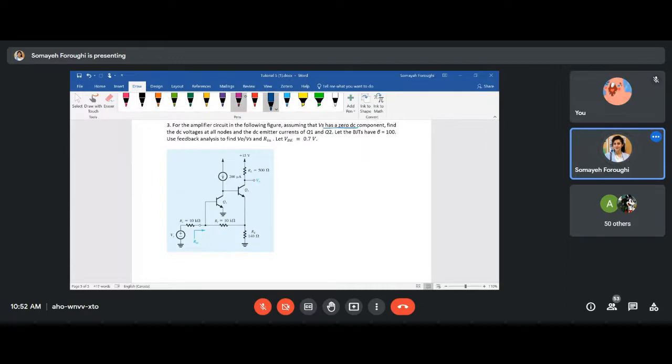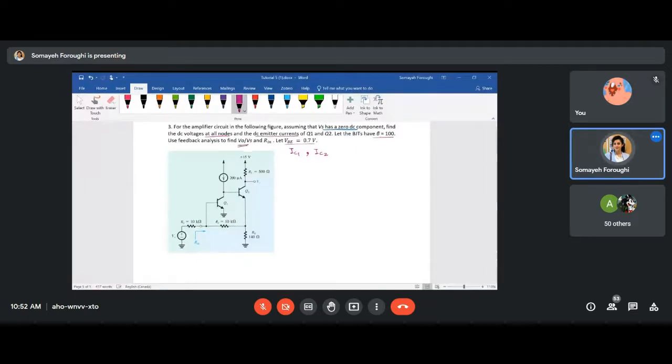And then let's move on to the next part. Find the DC voltages at all nodes and the DC emitter currents. So first of all, we will find the voltage of all nodes. We will find IC1 and IC2. Beta is 100, feedback and V base emitter is given, and then we will find out about VOS and RN. So let's first do some DC analysis.